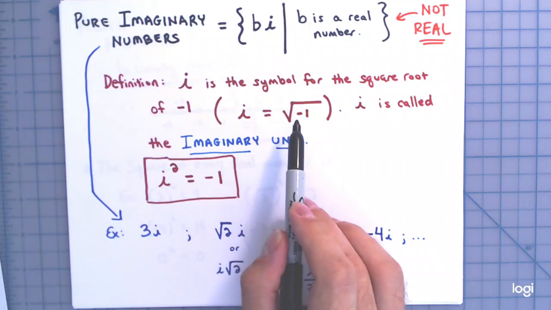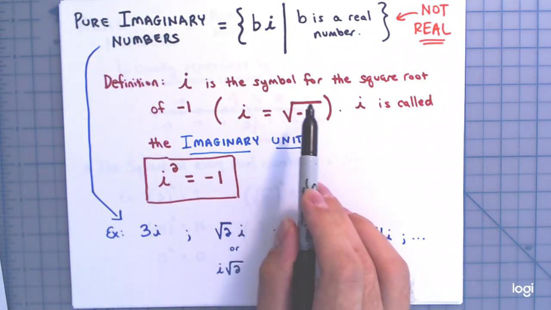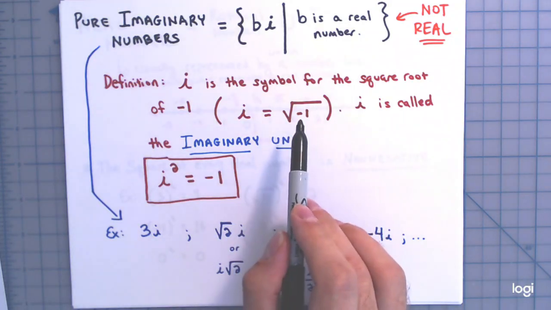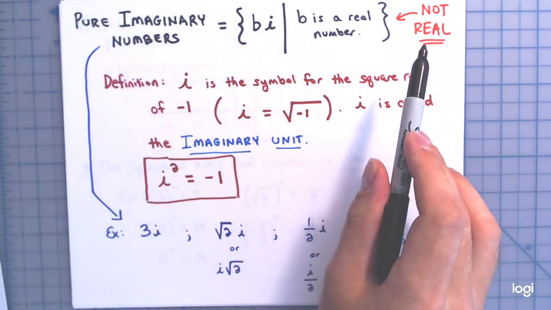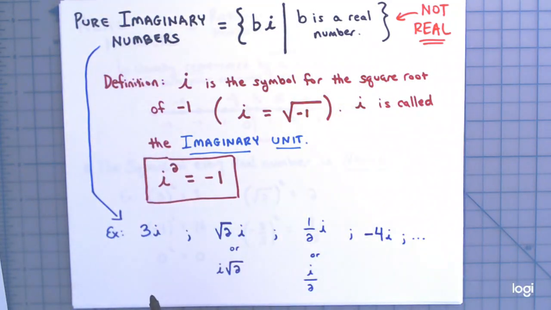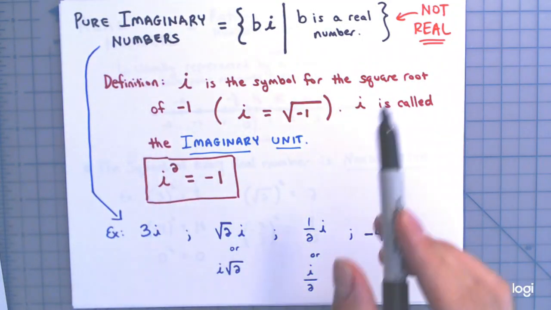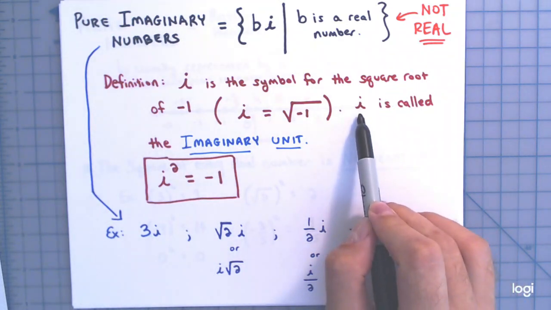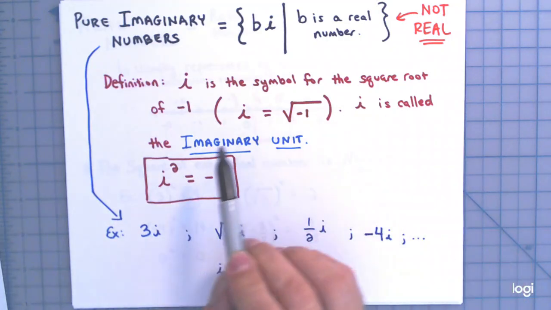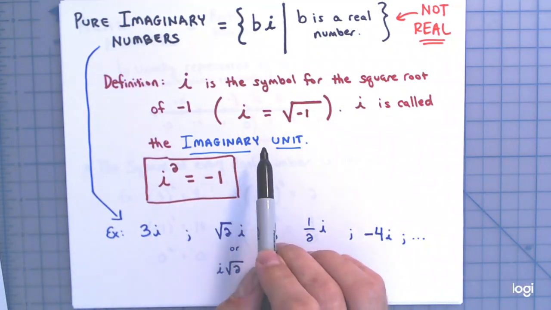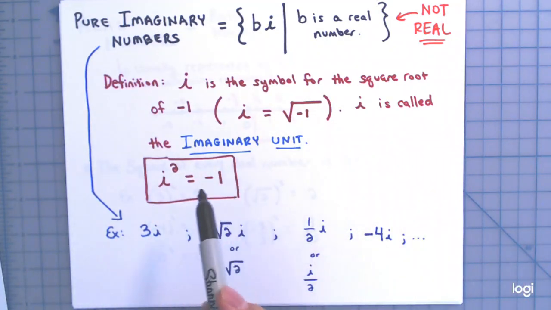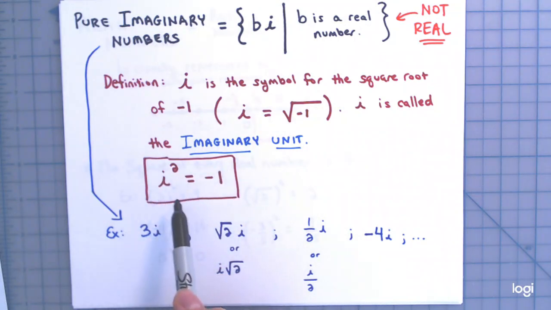Remember we mentioned this in a video a while back, right? The square root of a negative, even roots of a negative number, is again not real. It's one of these pure imaginary numbers. It has a name too. The letter i, this symbol i for the square root of -1, is called the imaginary unit. Right? And I put in this little box here something very important.